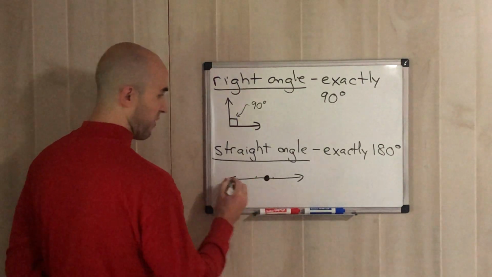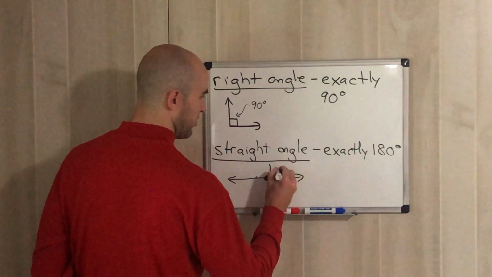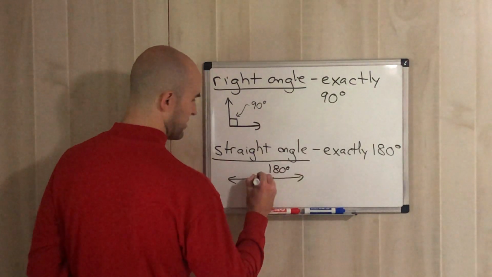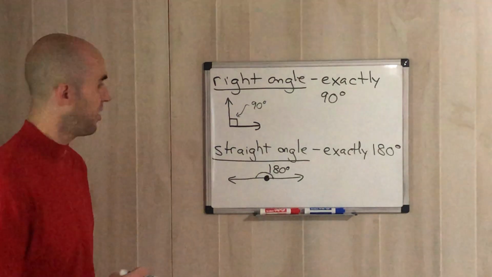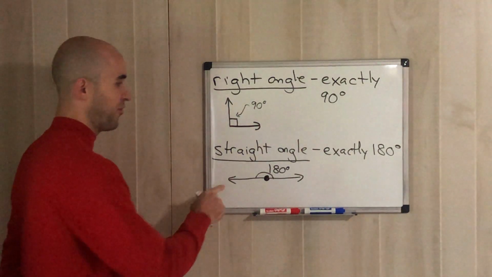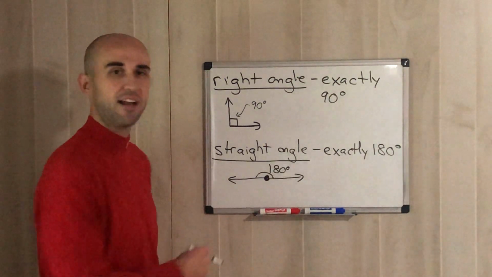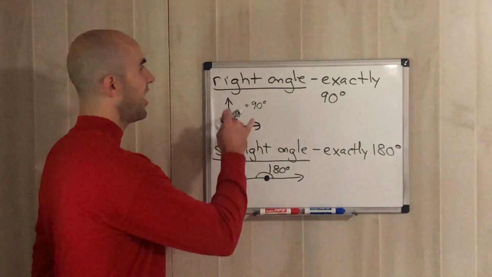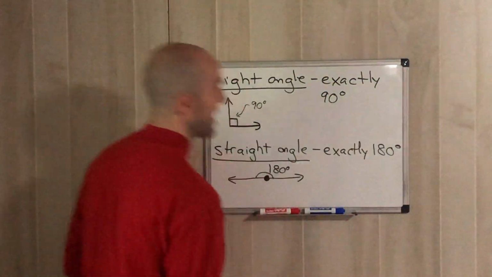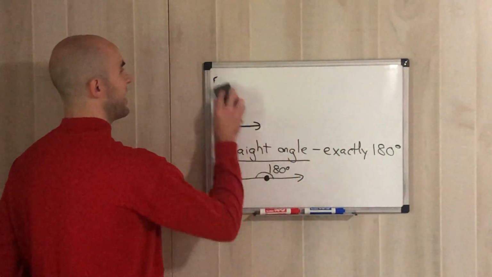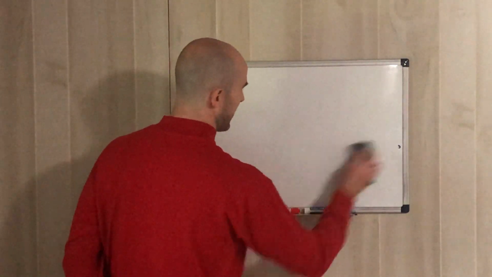And whenever it's a line, whenever it's a straight angle, it always adds up to 180 degrees. This whole thing here, just the top part, adds up to 180 degrees. So if it's a line, or if it's straight, it adds up to 180. A straight angle is exactly 180. A right angle is exactly 90. If it's between 0 and 90, it's acute. If it's between 90 and 180, it's obtuse.